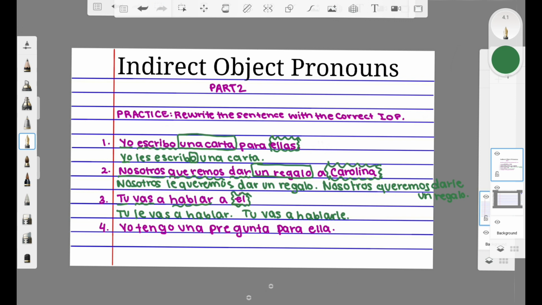And the last one, yo tengo una pregunta para ella. So we just have one verb. Tengo means to have. Yo is the subject. I'm the subject. Una pregunta is our direct object. And ella is the indirect object. So again, yo le tengo una pregunta. And since there's only one verb, this is our only correct option.